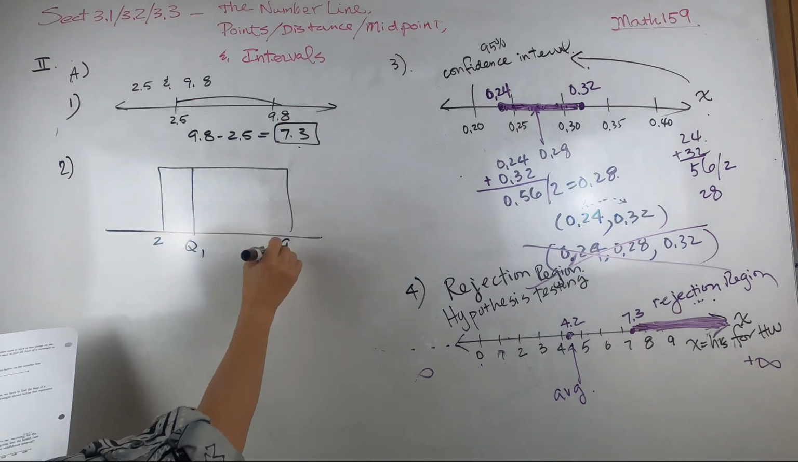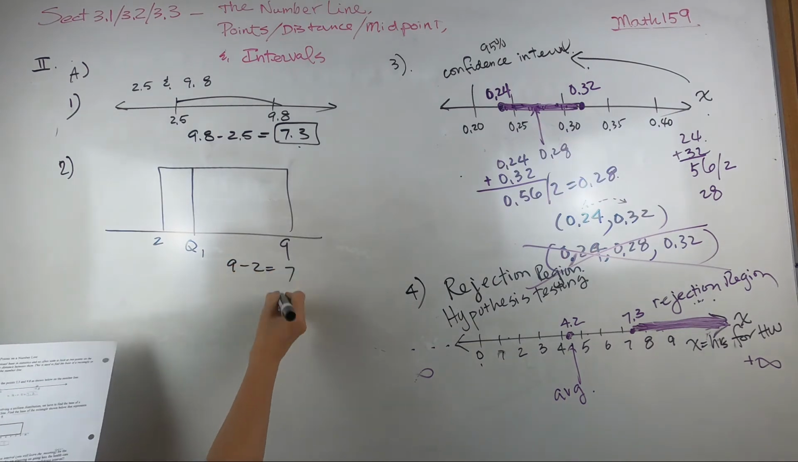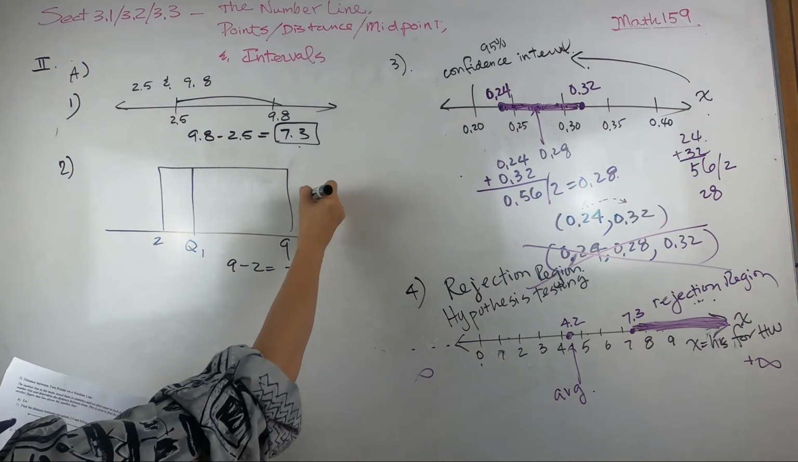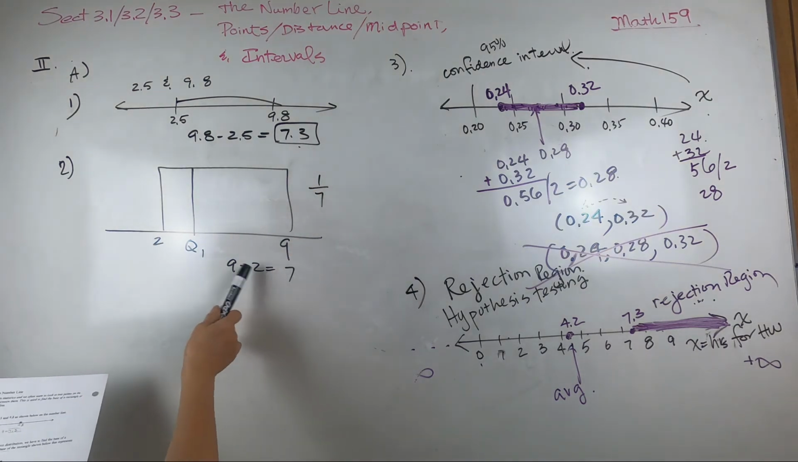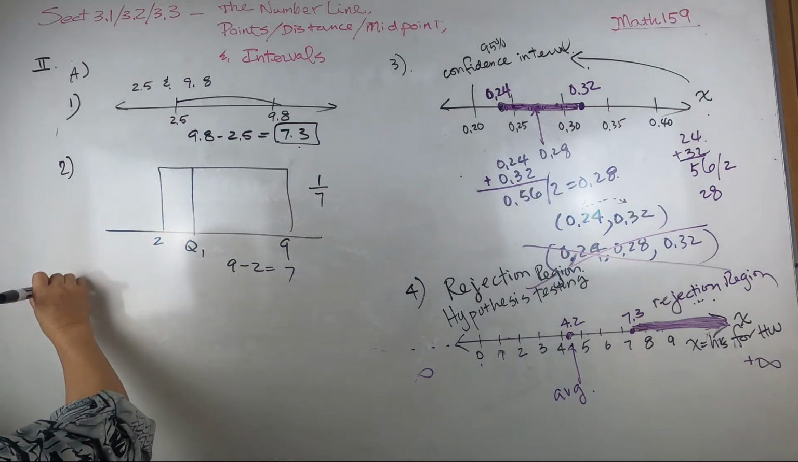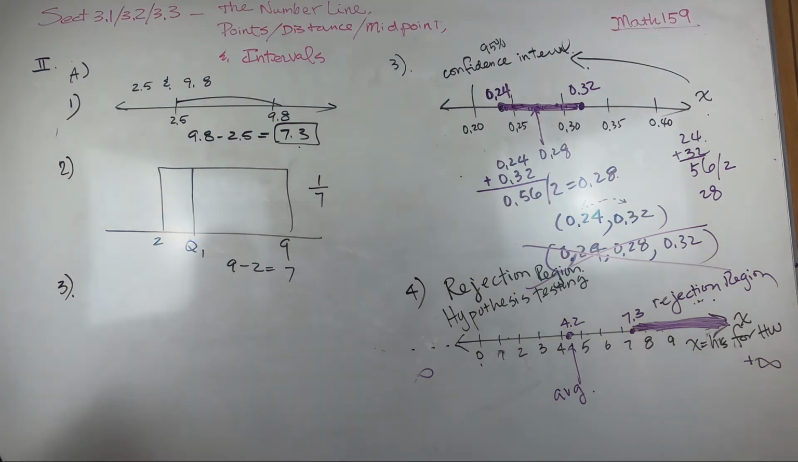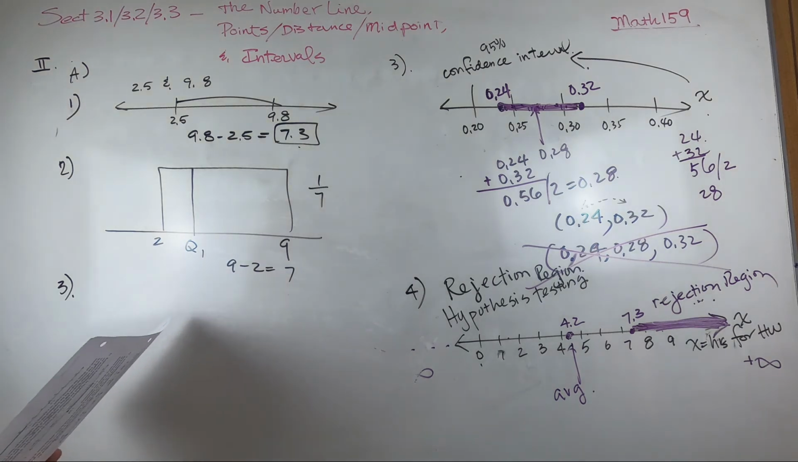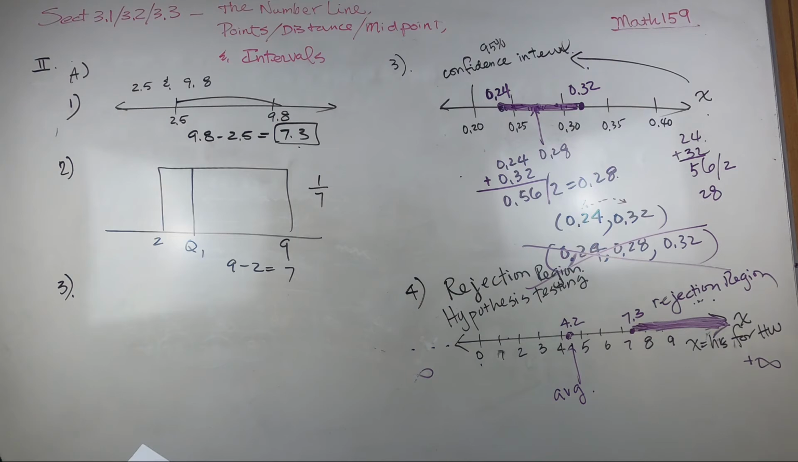Then your base would be what? The base would be 9 minus 2. That would be your base. Then your height would be what? 1/7, right? 1/7 times 7 is 1. So that's how we do the base and graph it. Now we'll give you a rectangle for you to work with. Later on, you will do that yourself when it's needed, okay, in your stats class.